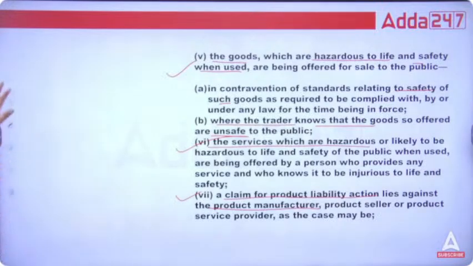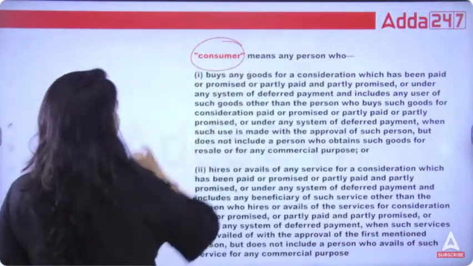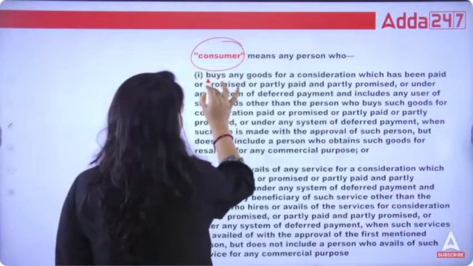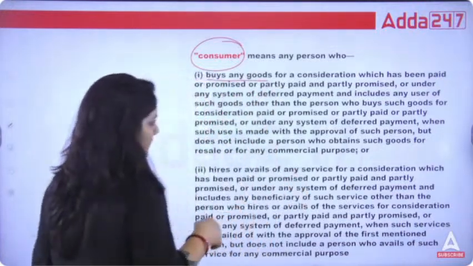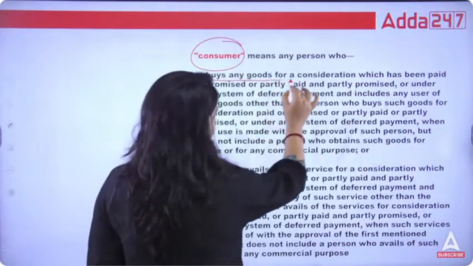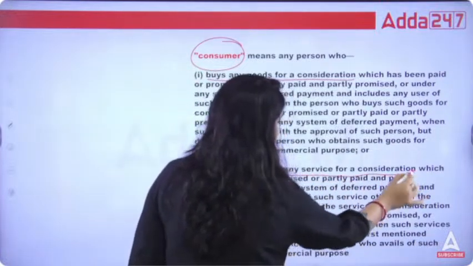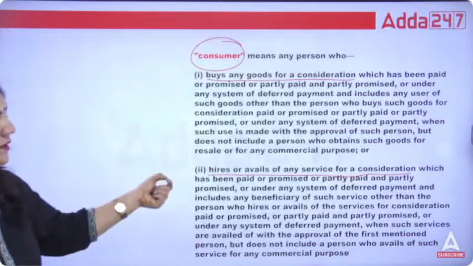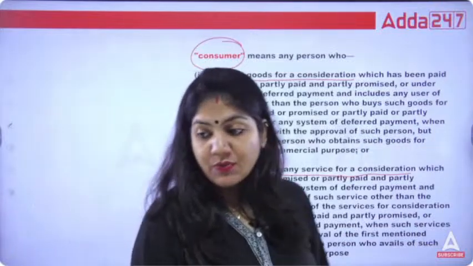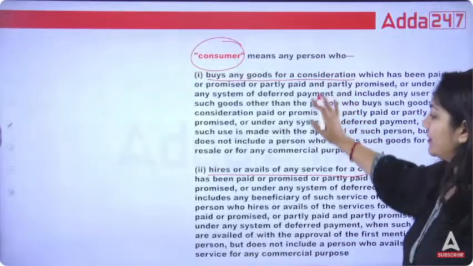Done? Next, what is a consumer? So consumer is a very simple definition. A consumer means the person who buys any goods for consideration, or hires or avails any services for consideration. So this is the one-line way to understand the definition of consumer. Now you can study the whole paragraph. Otherwise, I have already ticked the main things.